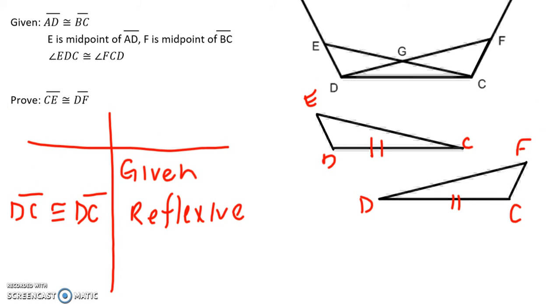The next thing is I'm going to go back up to my given, and I tell you that EDC is congruent to FCD. Well, both of them happen to already be in my triangle, so that's great. So that's congruent to that, and that was in my given.